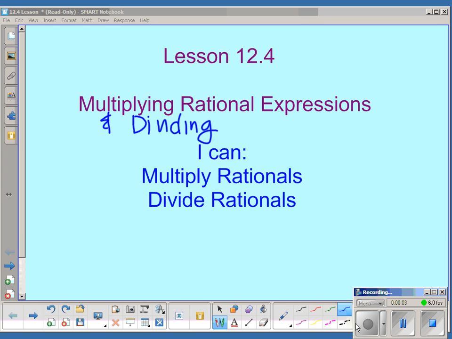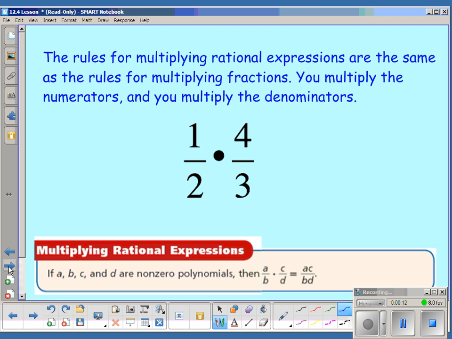Welcome to lesson 12.4, multiplying and dividing rational expressions. Your goals today are multiplying and dividing rational functions, just like the title says. So multiplying rationals is the same as multiplying fractions. You multiply across the top and you multiply across the bottom, and then you have to remember to simplify.